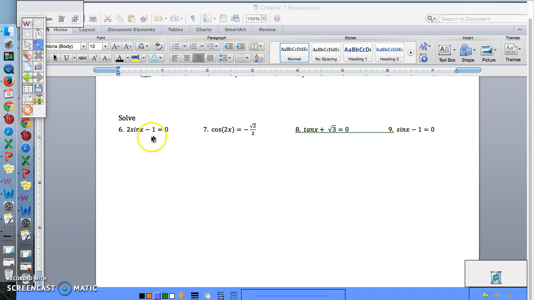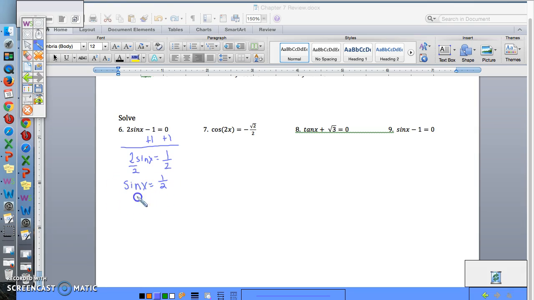We're going to take a look at how to solve some of these, and our answer should be in radians here. So if we're to solve for the sine of x, the first thing we're going to do is add 1. So now we have 2 sine of x equals 1. Divide by 2. So we have the sine of x equals 1/2.